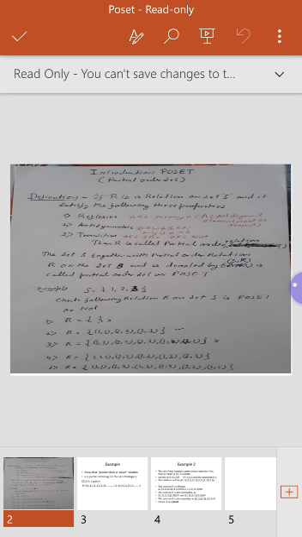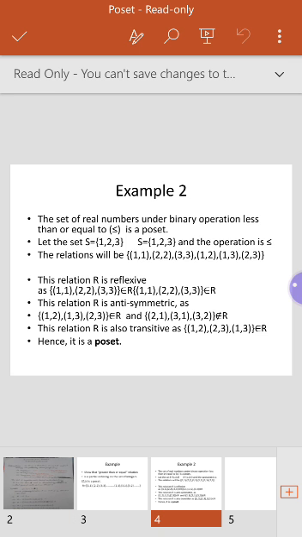Try relation 5 for yourself. Check if you can make out whether it is a poset or not. Let's move on to another example. The example is this: the set of real numbers under the binary relation less than or equal to. Is it a poset or not? We have to prove it.